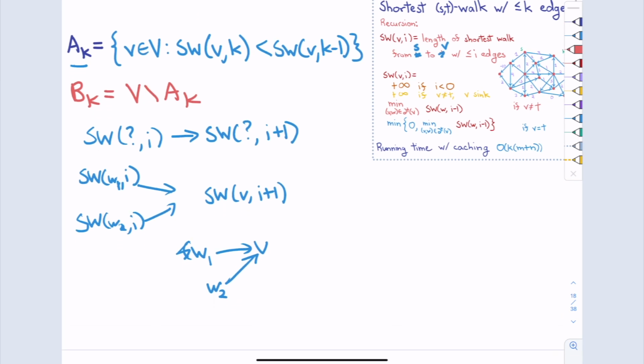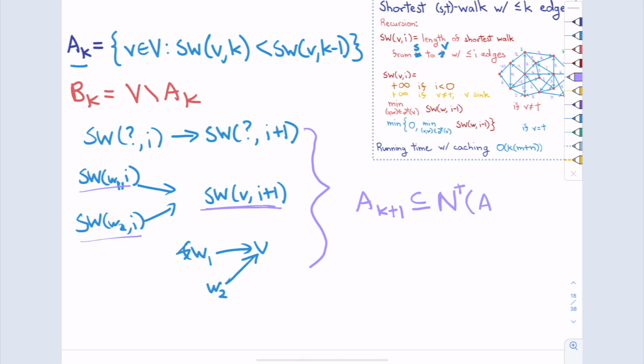Okay. Now, this observation, right, which is sort of saying that v's i plus 1 value depends on the w values, means in particular, if none of those w's values changed, then v won't either. So if I'm just looking at the vertices whose values changed in round 101, it's going to be a subset of the vertices that are one edge away from those that got updated in the previous round.